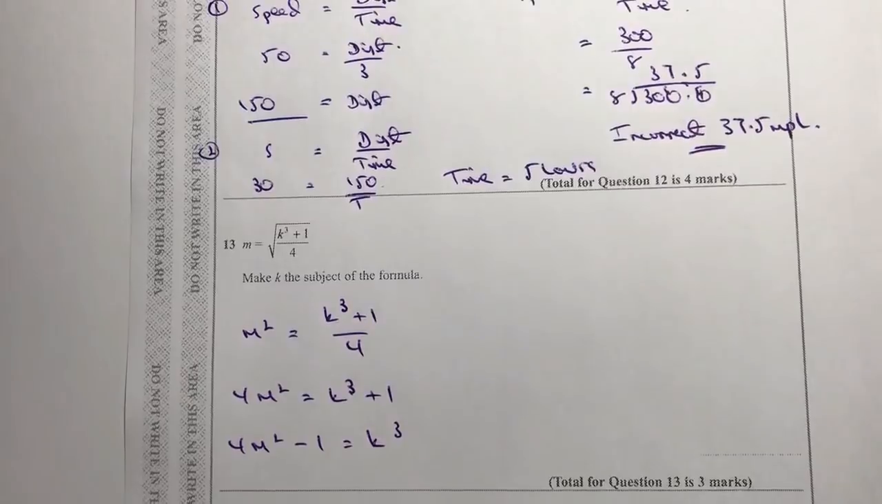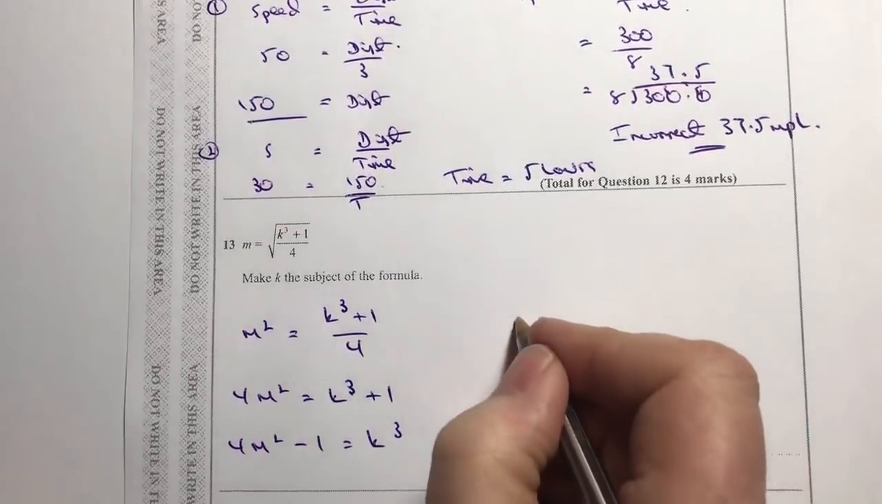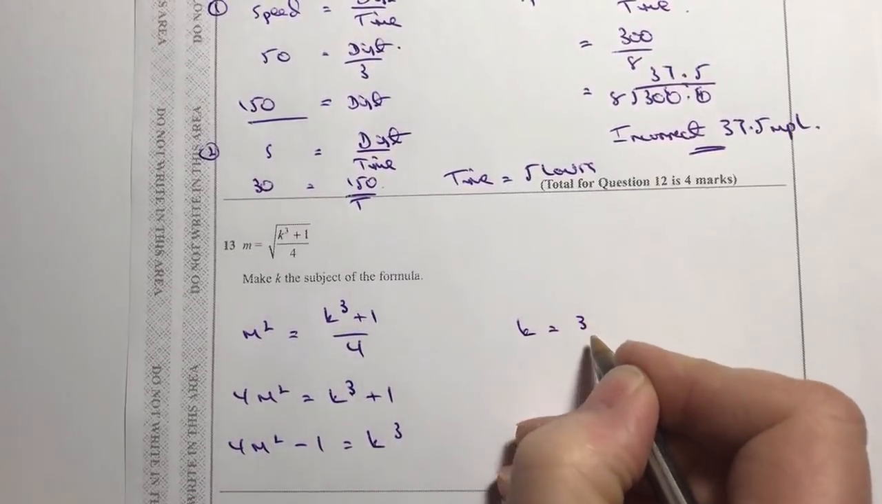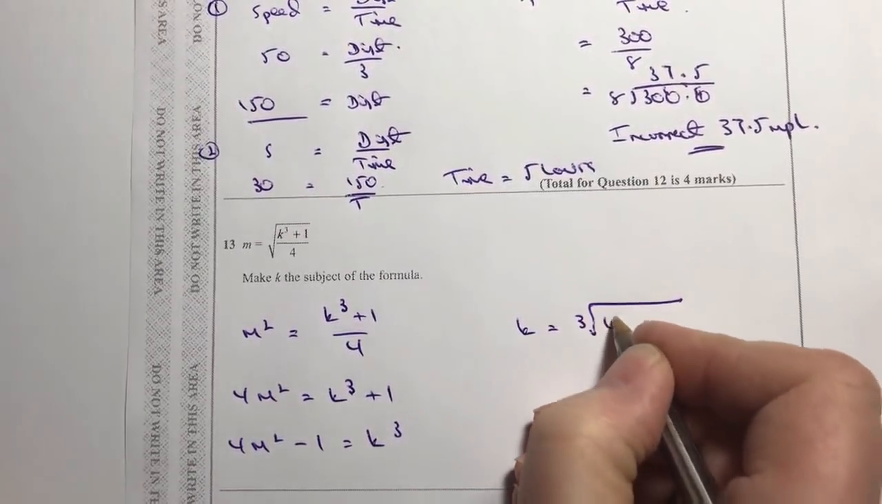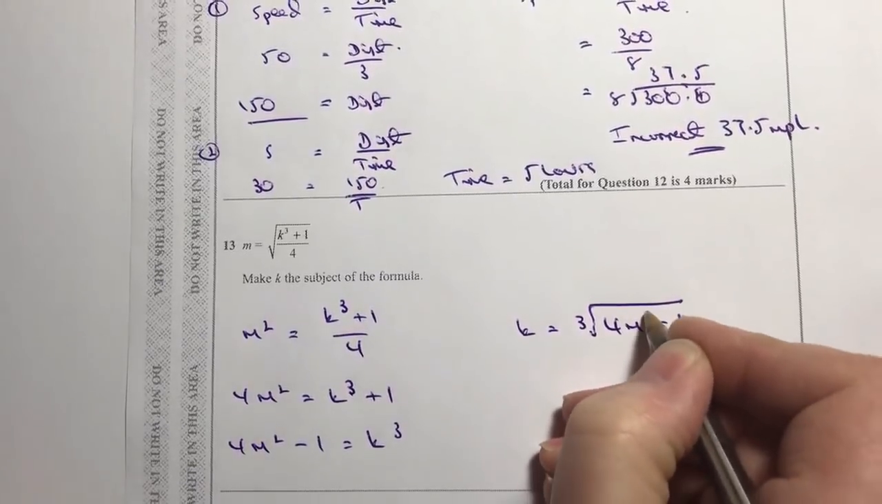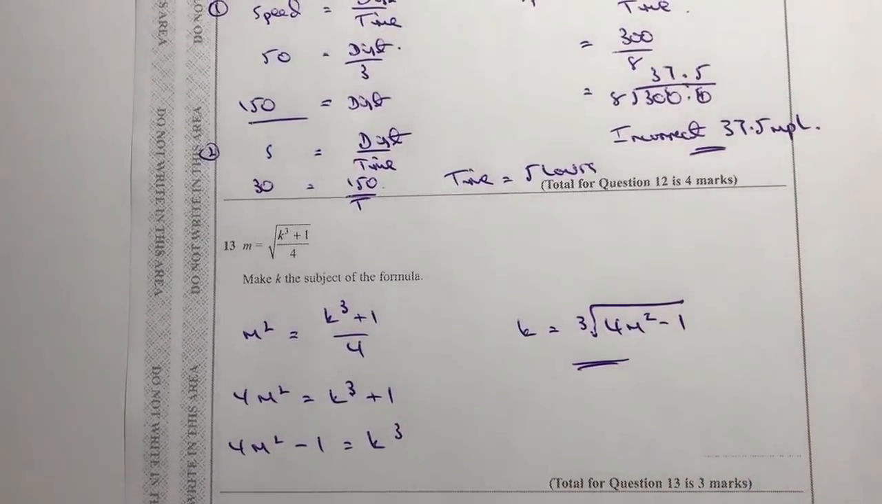Okay, remember it's k cubed and they want the value of k itself, so if I just cube root both sides, I get k equals the cube root of 4m squared minus 1, and that's the correct answer to this.